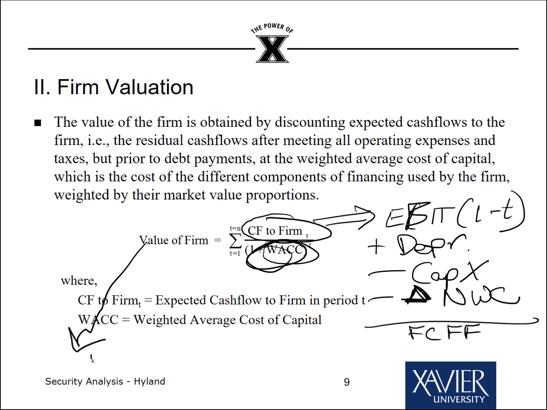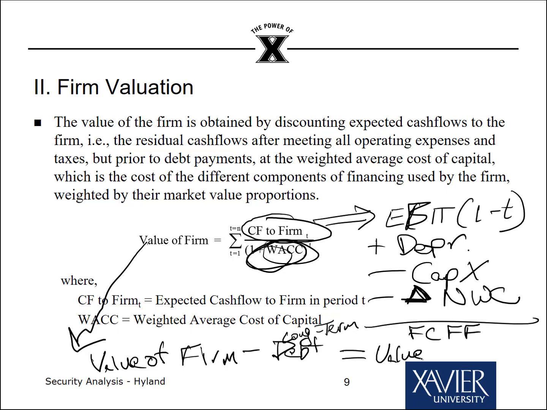To get from the value of the firm to a stock price, I will subtract debt. Typically, we think about subtracting long-term debt, not just liabilities, but long-term debt, money we'd have to pay the bondholders. That gives us the value of equity. We divide by the number of shares to get to a stock price.